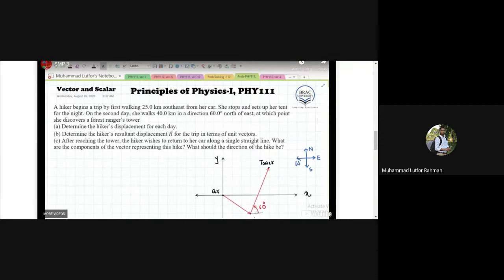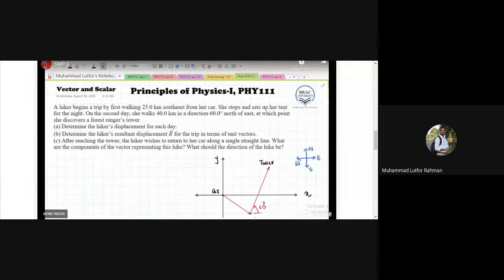Can I share my screen? Definitely. Yeah, I got that one, and it is probably displacement. It's talking about vector displacement. See question number A: determine the hiker's displacement for each day, I mean, for each vector.